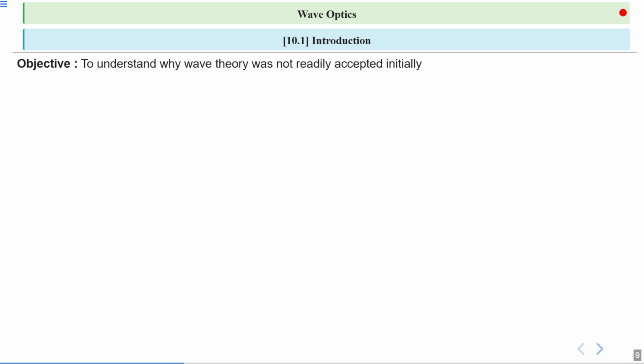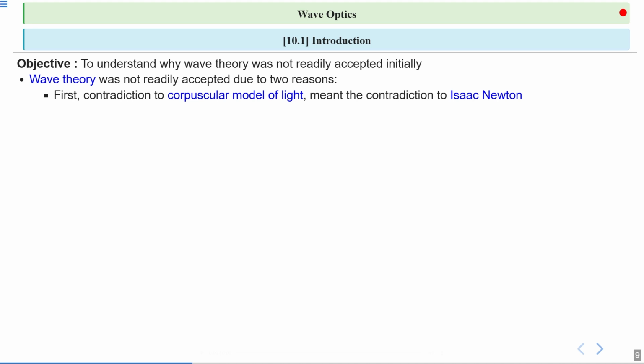So we are focusing on why the wave theory of light wasn't immediately accepted. Our objective is to explore the initial resistance to this theory. So the wave theory faced disbelief for two main reasons. First, it contradicted the corpuscular model of light, which was widely accepted. This model was given by Isaac Newton, a towering figure in science. So Newton's influence was so profound that challenging his ideas seemed almost unthinkable. People questioned how someone as brilliant as Newton could be wrong.